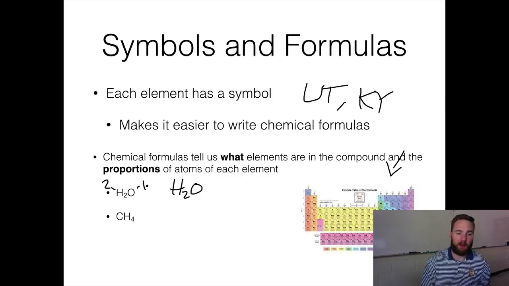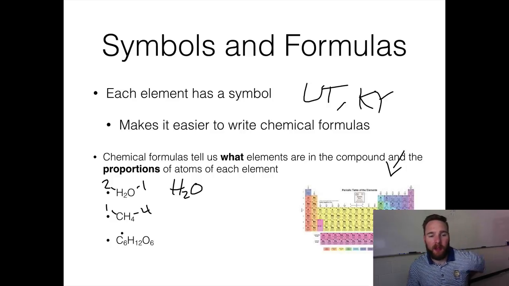So again, we can take both these examples and look at it. We see right here 2 hydrogen, and as we'll see in a second, if there's no number there, that's an understood 1. It's like math class, right? Carbon, we have 1 of them, and hydrogen, we have 4 of them. We call that molecule a molecule of methane.